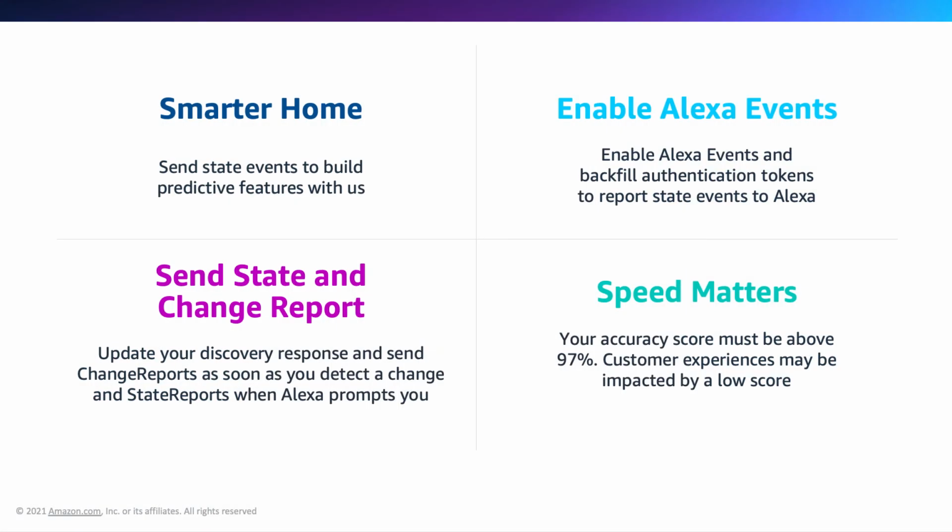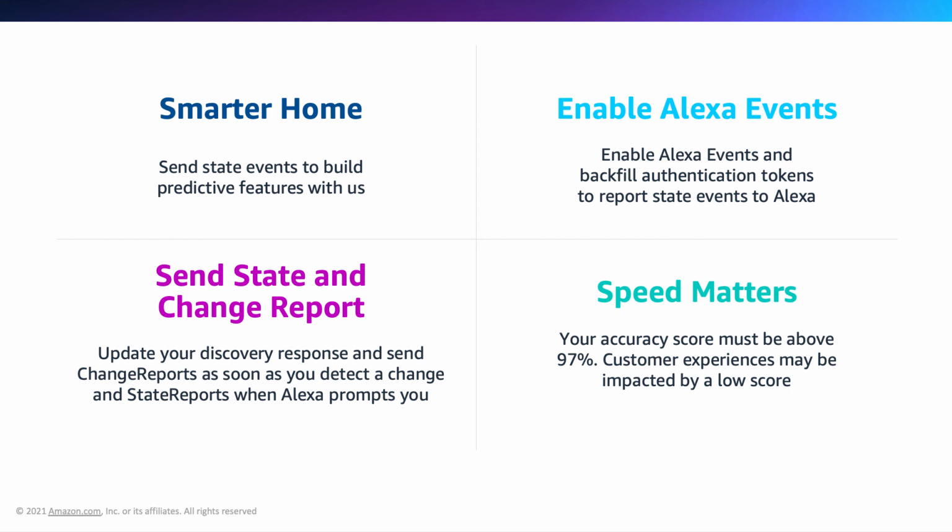Finally, most of the issues you see with state information can be diagnosed and solved with the tools available to you in the console. We encourage you to take a look. So let's recap. State data is the foundation of a smarter home. Predictive and proactive features that improve engagement and provide value back to you are based on accurate device state. To implement state events, you need to enable Alexa events and backfill authentication tokens for your customers if needed. Start sending change reports each and every time you detect a change in an endpoint state. Send report states when Alexa sends you a report state directive.